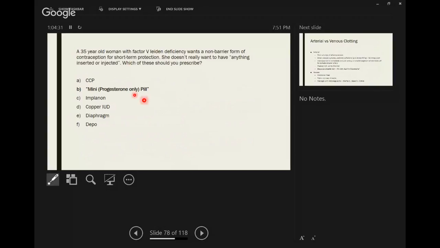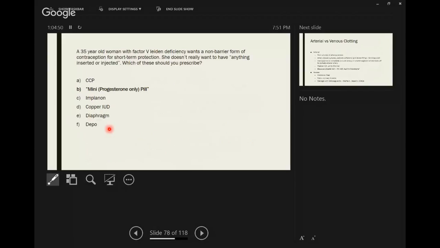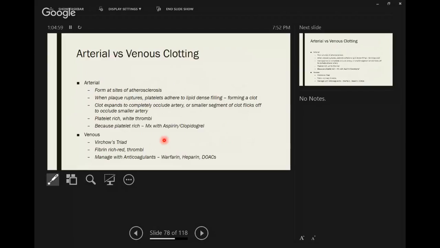Essentially, you can't give estrogen to someone with factor V Leiden because both of those are prothrombotic. So they both increase your risk of DVTs and PEs. So a progesterone-only pill is completely safe. The other thing is a depot injection's pretty good. For the progesterone-only pill it's only newer evidence, but depot does not cause prothrombotic effects, so arterial and venous clots.